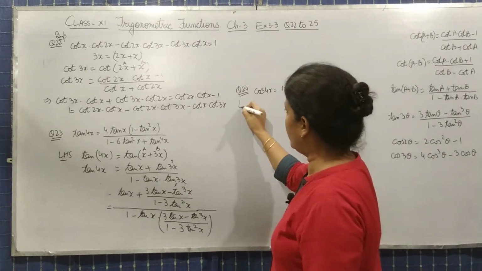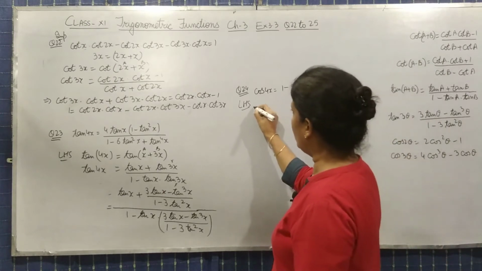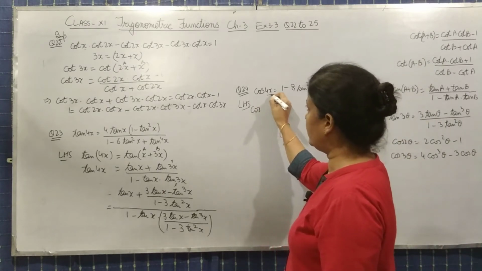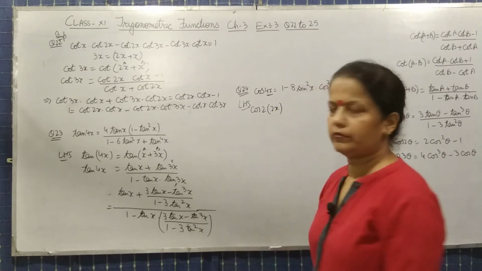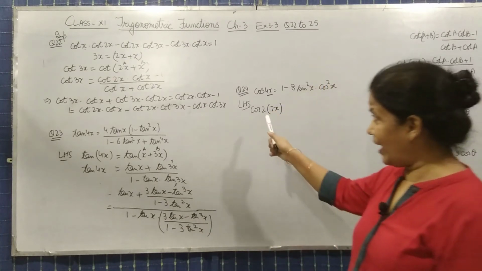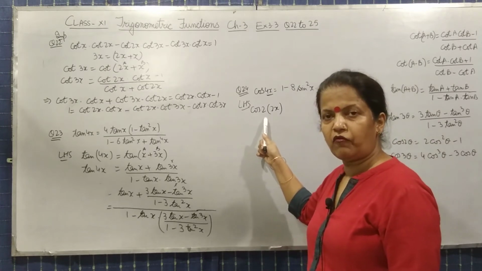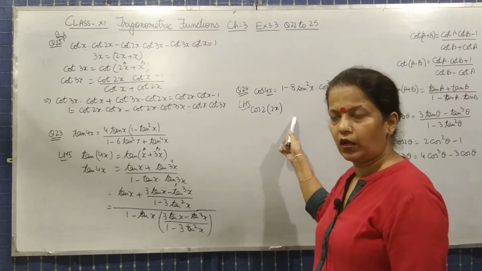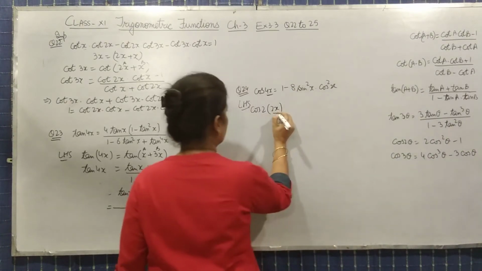So again we will take the LHS. Let's see how we do it. Split this: cos of 2 into 2x. Can you see this is in the form of cos 2 theta? This part is theta.